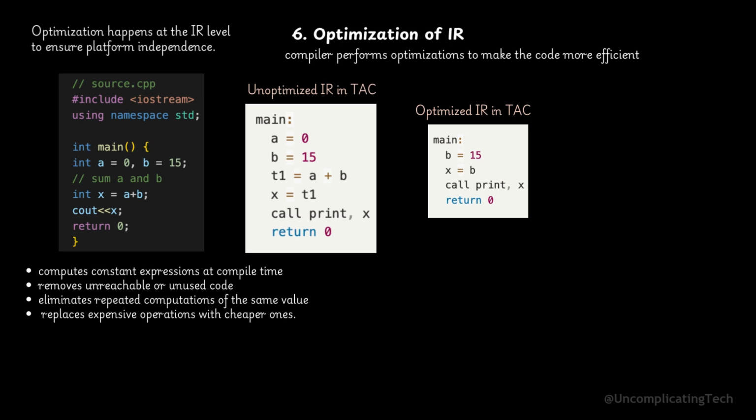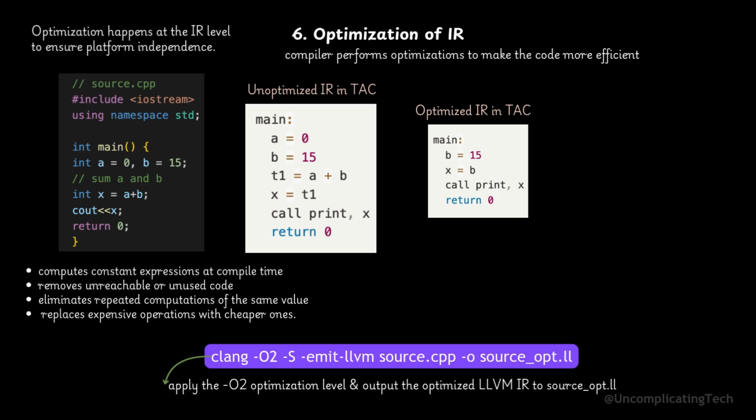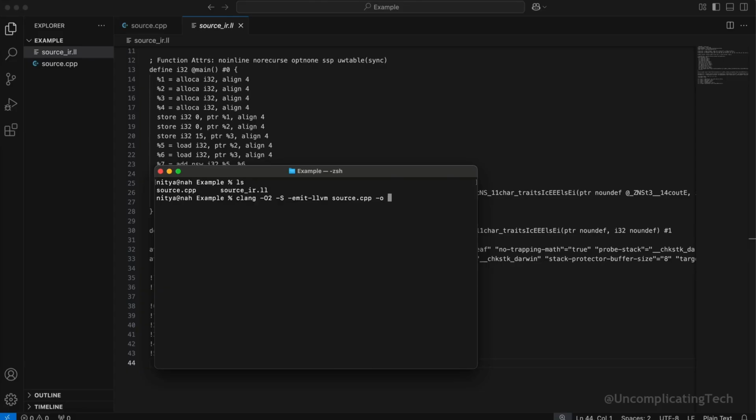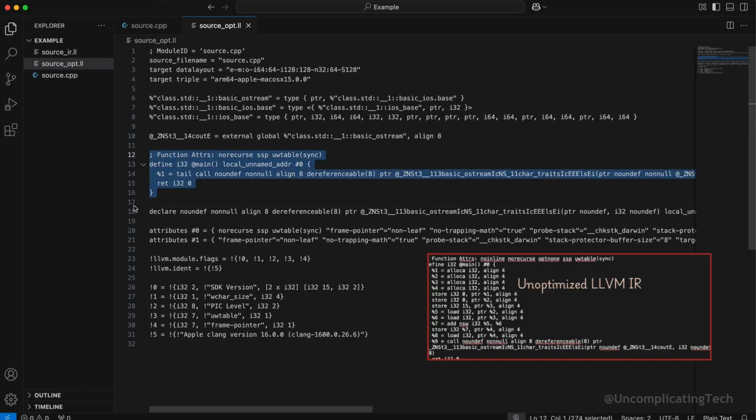Now let's see LLVM optimized IR in terminal using this command. This command will apply the auto optimization level and output the optimized LLVM IR to source_op.ll. Let's switch to terminal. Here is the file with optimized IR. Notice how much smaller this code is as compared to the unoptimized LLVM IR in the previous step.